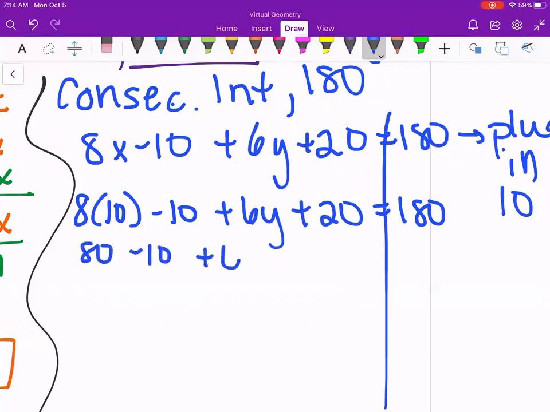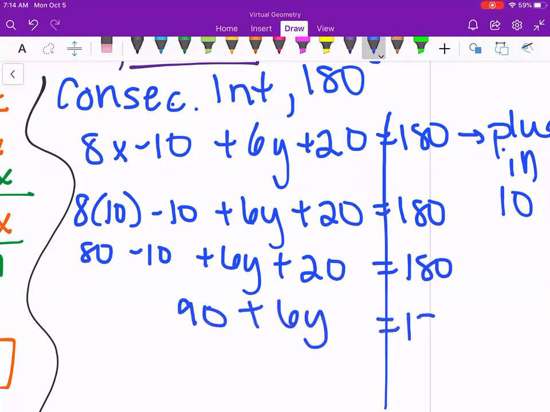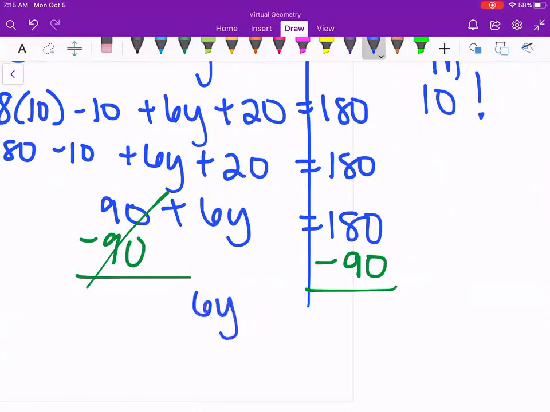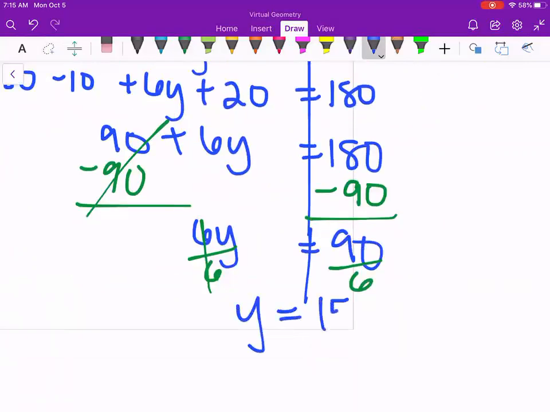And then we'll take away 10 from that, plus 6y plus 20 equals 180. You've got lots of terms we can combine here. 80 minus 10 is 70, plus another 20 from the end of this is 90. So 90 plus 6y is supposed to be 180. All right, now we can keep going with our solve now that we've cleaned up everything. So minus your 90 from both sides. So 6y is still left, which equals 180 minus 90 is still a 90. Now we can divide both sides by the 6. And our missing y, 15.